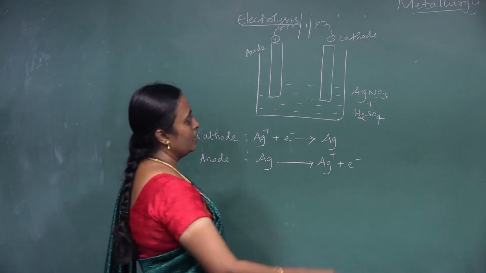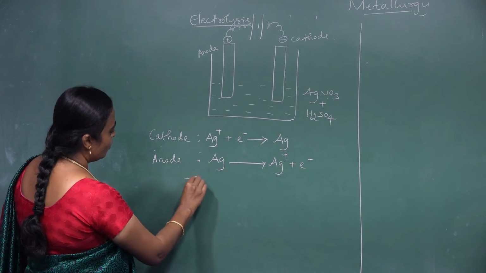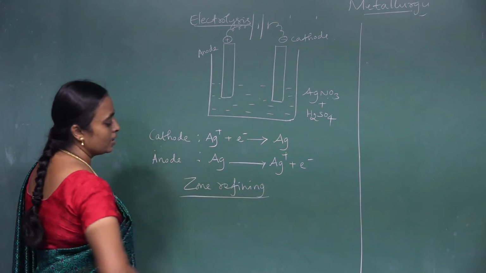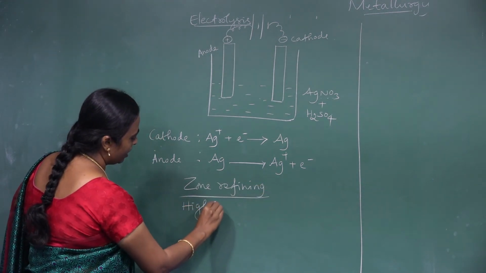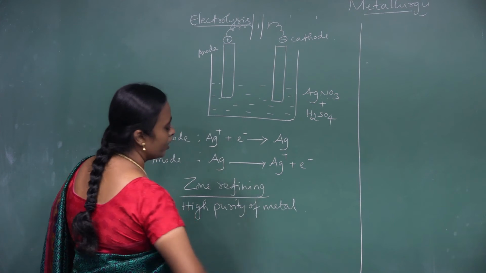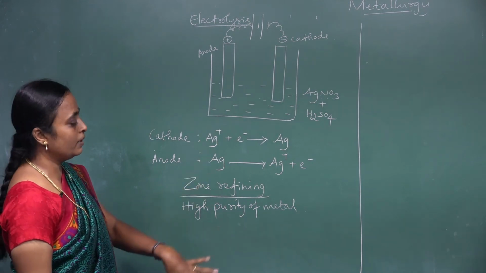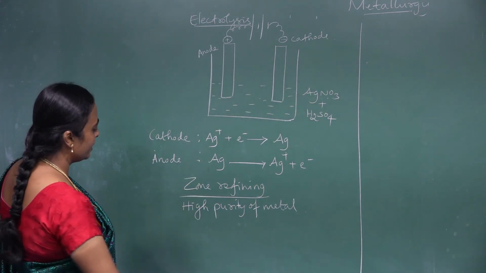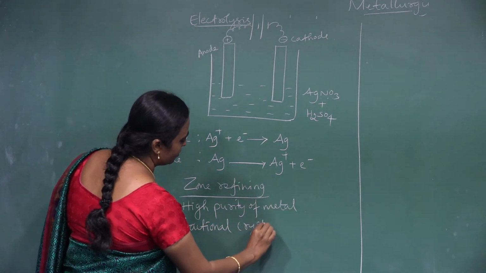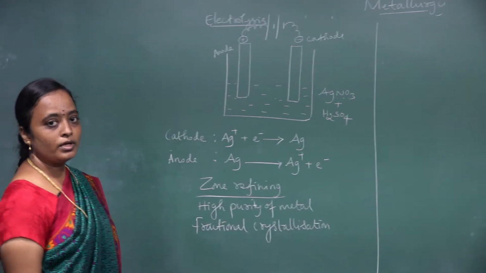Same way, we can take one more thing, that is the zone refining process. The zone refining process is used to get high purity of a metal. To get high purity of metal, we can use the zone refining process. So what is the zone refining process and what is the principle behind it? The principle behind zone refining is fractional crystallization. Now I will explain what the zone refining process is.